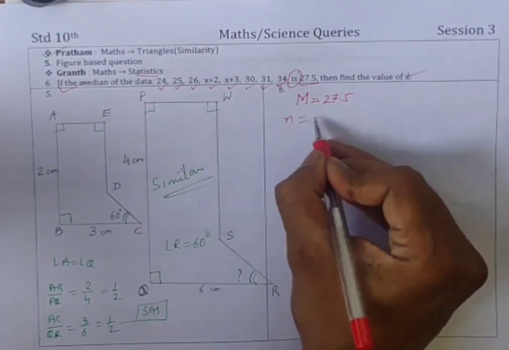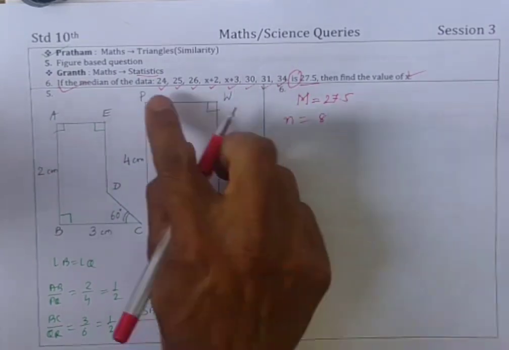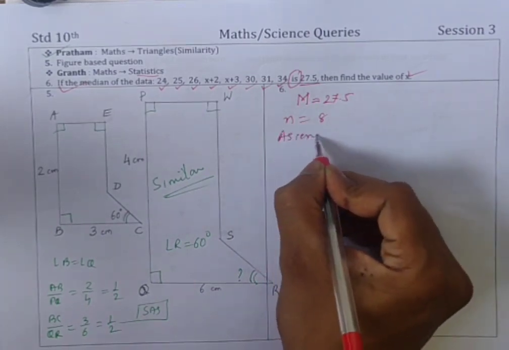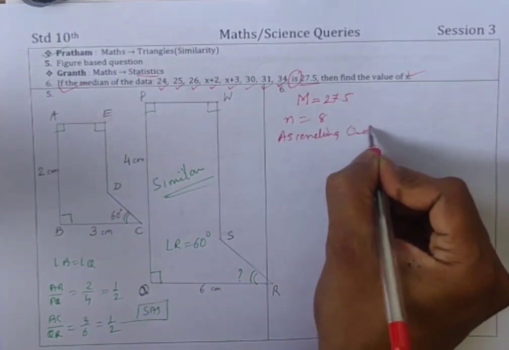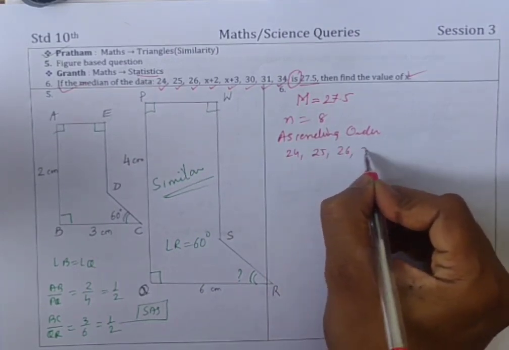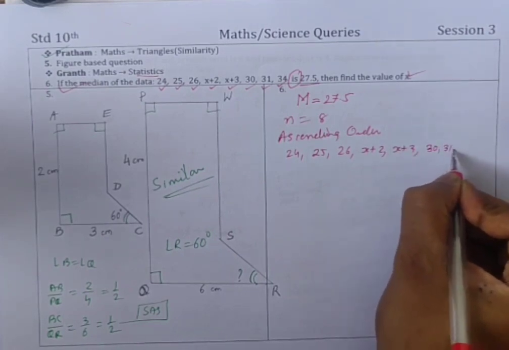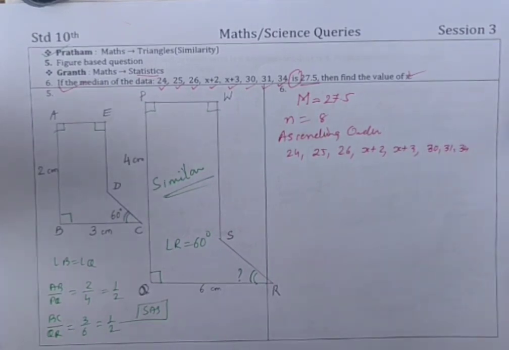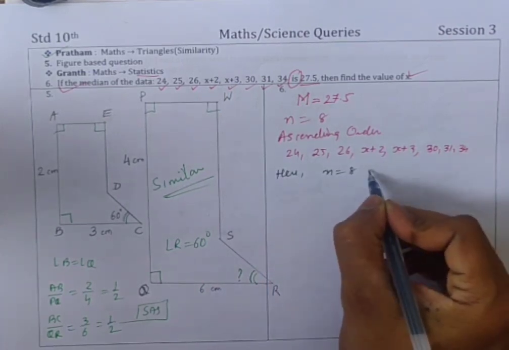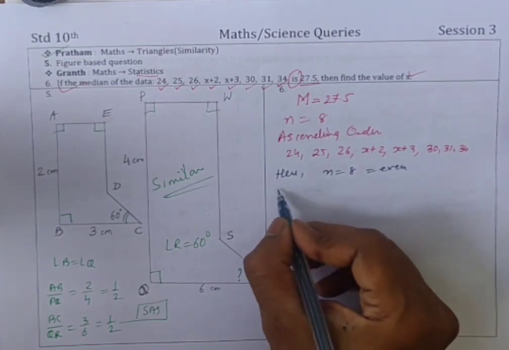Children, here number of observations 1, 2, 3, 4, 5, 6, 7, 8. 8. And they are already arranged in ascending order. So ascending order. The data 24, 25, 26, x plus 2, x plus 3, 30, 31, 34. Children, here number of observation 8 is even. So याद करिए median की formula.